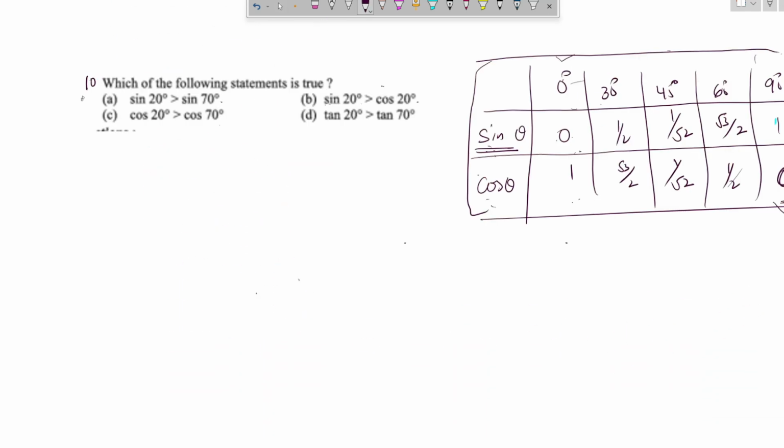Number 10, they have given us 4 options. Which of them is true we have to find out. For option A, they said sine 20 degree is greater than sine 70 degree.